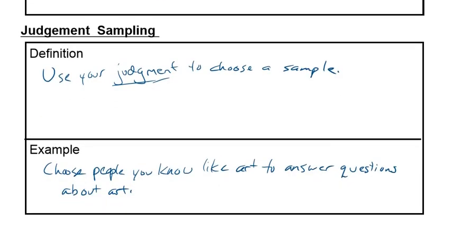The next one's called judgment sampling. What that is, you use your judgment to choose a sample. So just using your own critical thinking skills, you're going to pick people that are going to give you good results. Let's say you want to ask questions about art, you're not going to talk to people who don't know much about art. You're going to pick people specifically. So you can choose people you know that like art to answer questions about art. And that way you get a good representation.